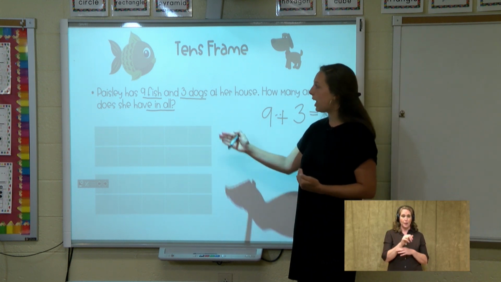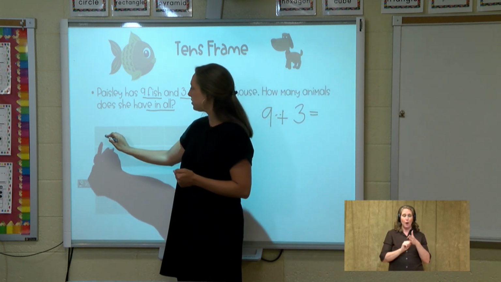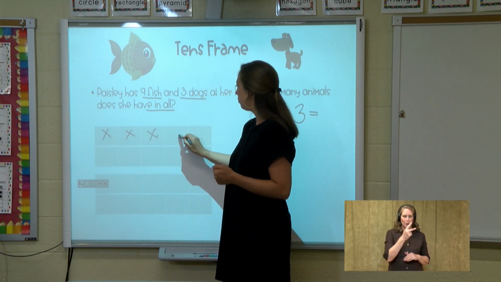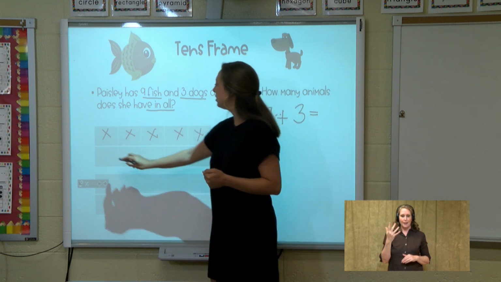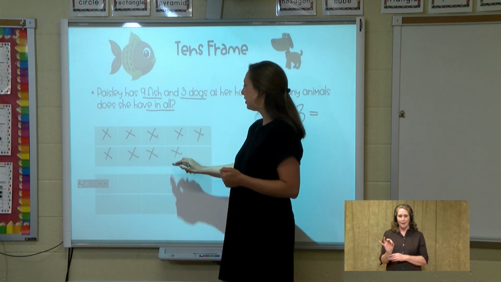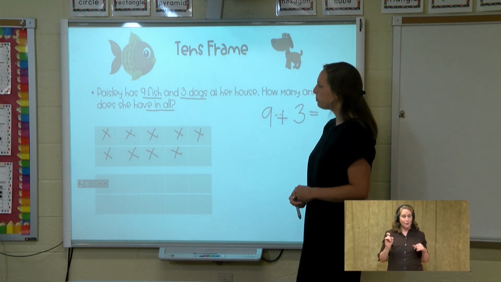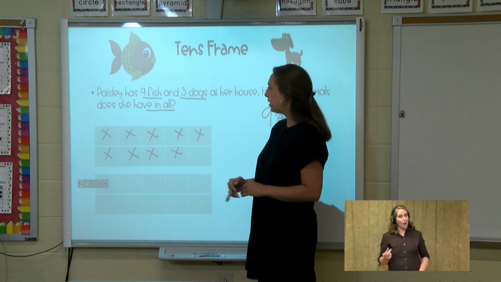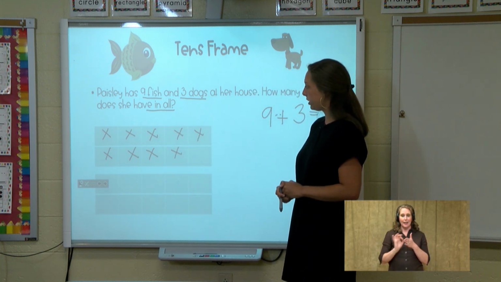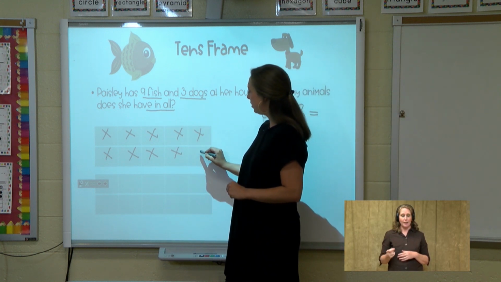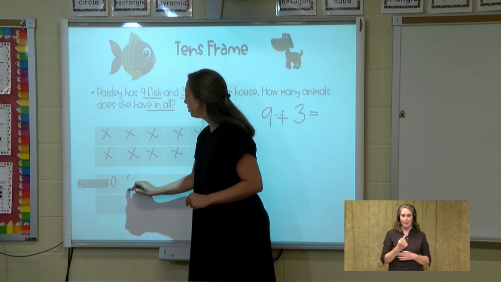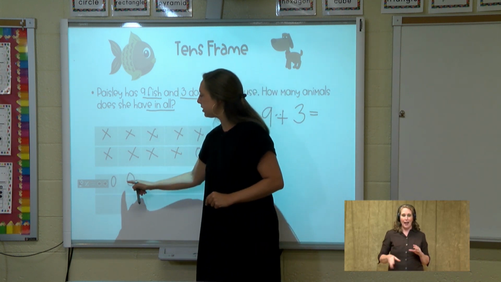Using the tens frames, I'm going to put in my 9 fish using X's. 1, 2, 3, 4, 5, 6, 7, 8, 9. Am I done? Nope. I got to add my 3 dogs to it. So I have my 9 fish. I'm going to keep counting on for my 3 dogs. 9, 10, 11, 12. I added my 3 dogs.